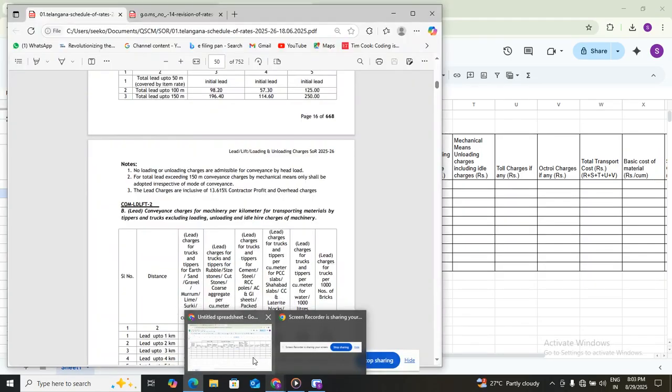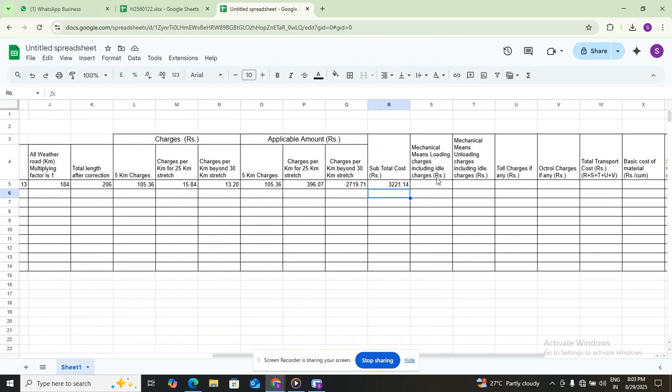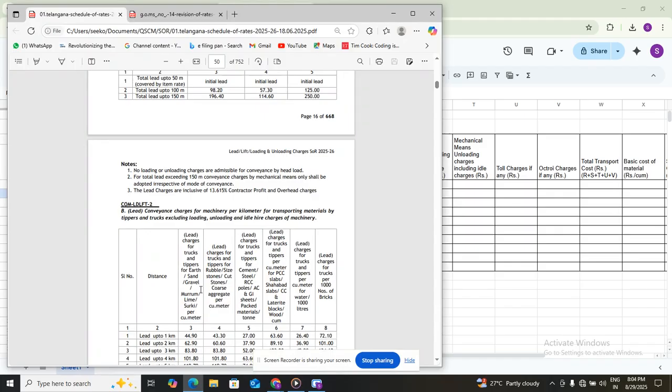First, we need to go to this. Here is the sand. We need to load it using machinery like a backhoe JCB. We need to use mechanical means of loading. Mechanical is nothing but machinery. We are using the machinery for loading. That's why we need to consider the charges. How much charges are occurring? We need to go to the SOR table and consider it.